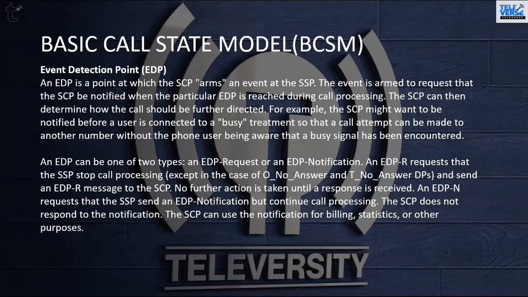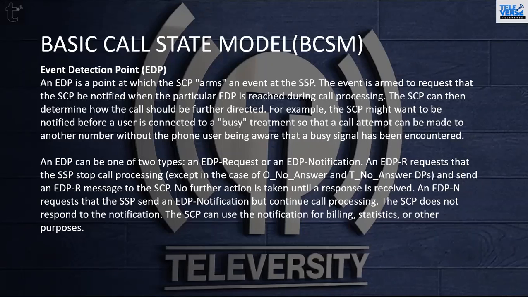So an event detection is just the SCP arming an event at the SSP. So it tells the SSP. The arming just means telling the SSP to give me information of whatever is happening on the call. Basically, that is that.